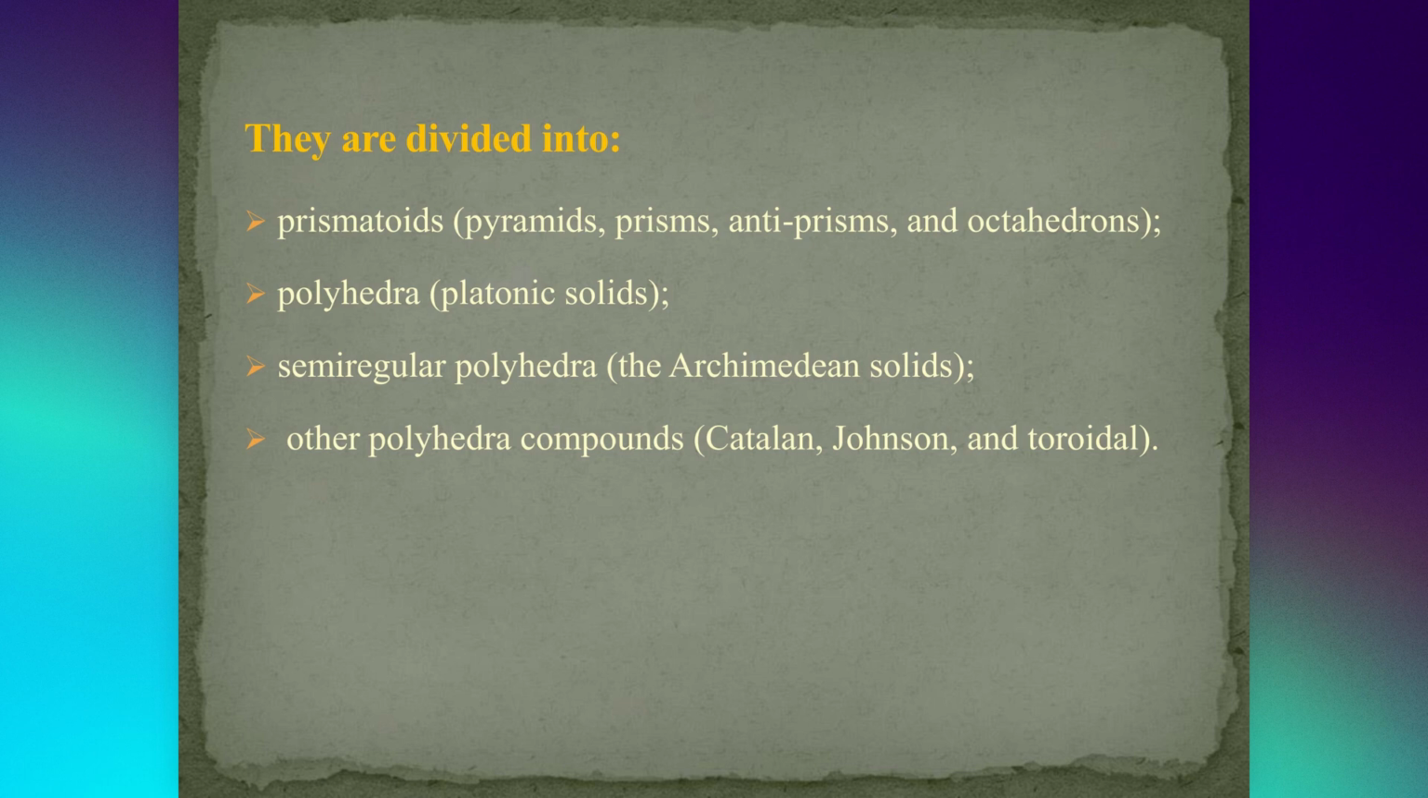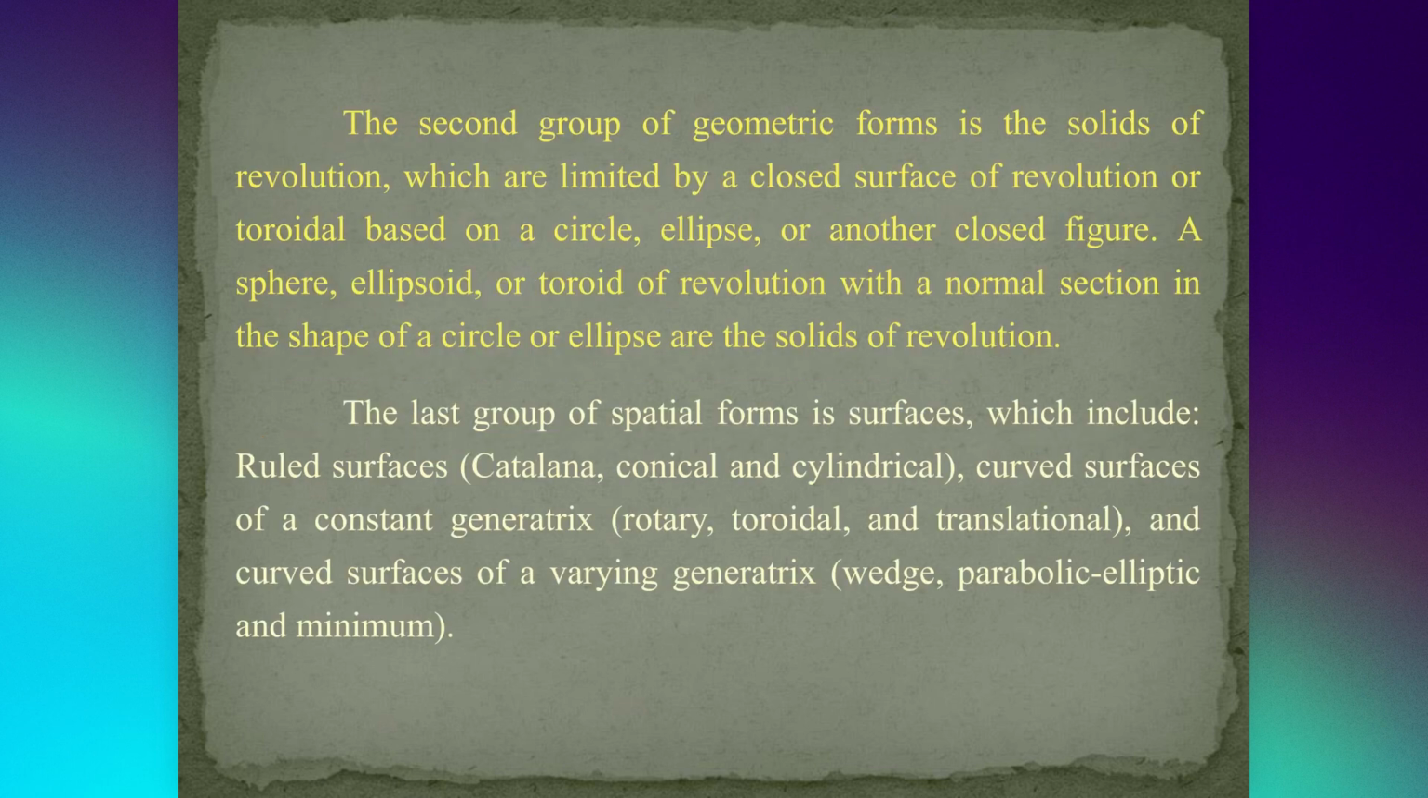Polyhedra include Platonic solids, semi-regular polyhedra, and Archimedean solids, and other polyhedral compounds: Catalan, Johnson, and toroidal. The second group of geometric forms is the solids of revolution, which are limited by a closed surface of revolution or toroidal based on a circle, ellipse, or another closed figure.